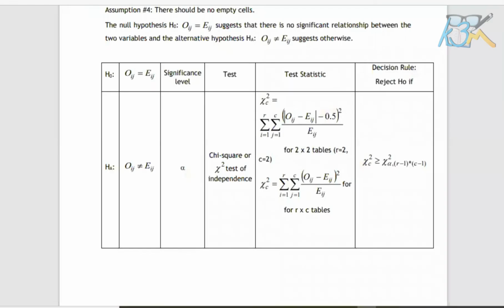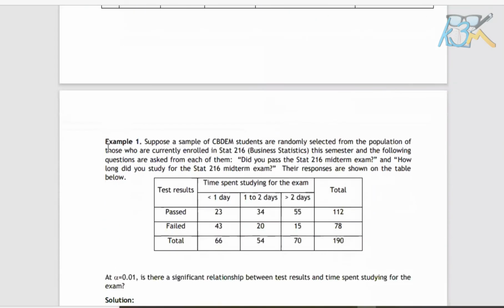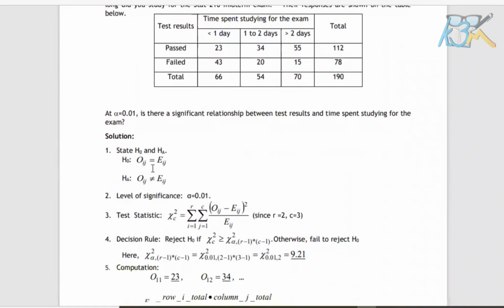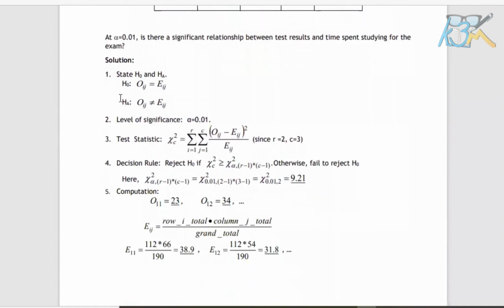As for answering, this is a bit complicated, so just read this. This is your reading assignment. Your answer goes like this. First, state your hypotheses, the null and the alternative. Then write the given, the alpha, and the degrees of freedom, so you write them here so you don't forget. Then the test statistic, the calculated value.